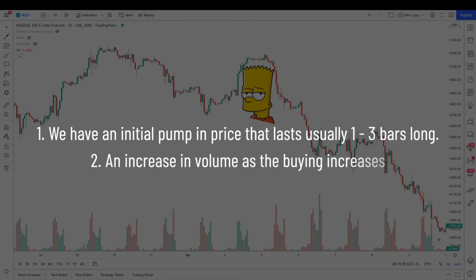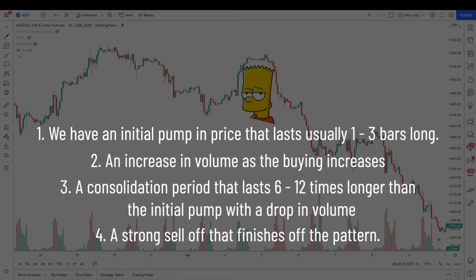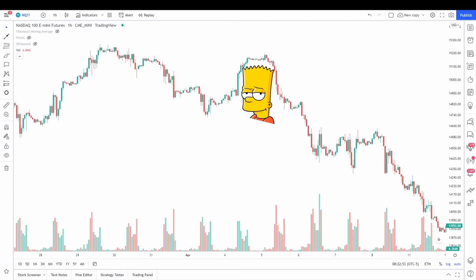The second point, we must see an increase in volume as the buying increases. The third one is going to be a consolidation period that will last about 6 to 12 times longer than the initial pump, and this consolidation period will also have a drop in volume. The fourth step is a strong sell-off then that finishes off the pattern. Once we've confirmed those characteristics, we then know that we have a Bart pattern that is tradable.